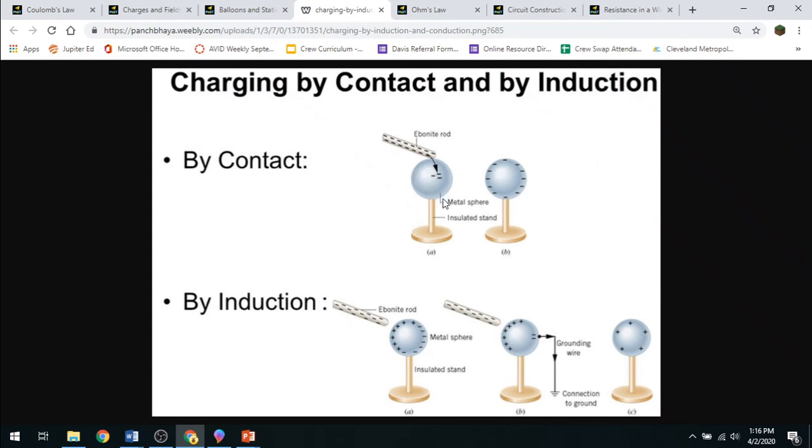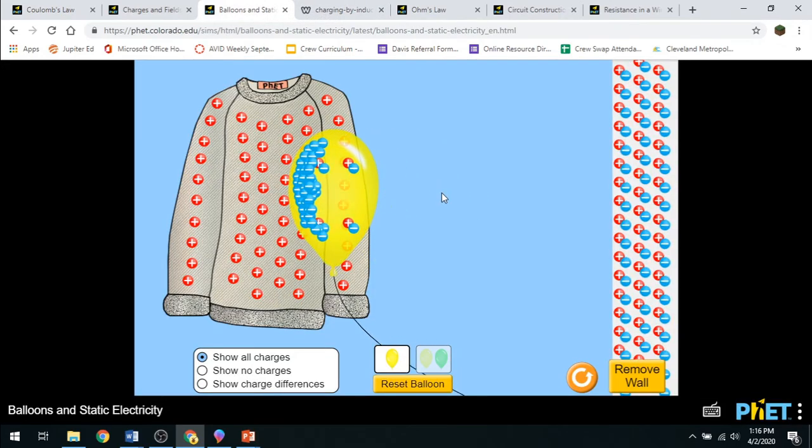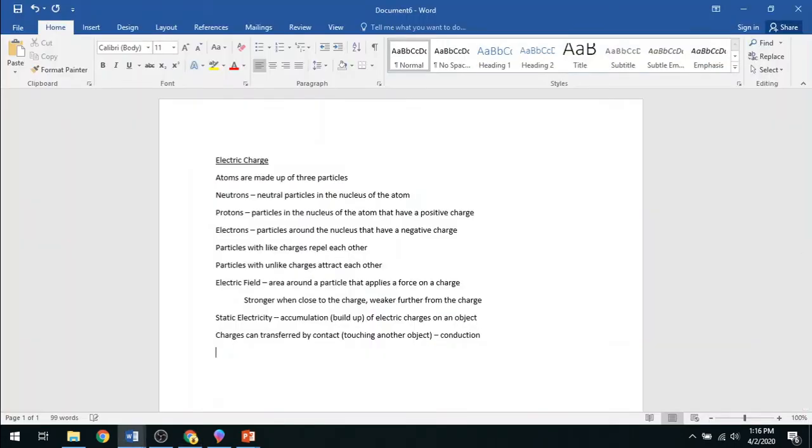This diagram here is kind of showing that. So I don't feel like going through all that actually, so I'm just going to ignore it. Okay, so induction. So charge can be transferred temporarily when two charged objects get close, and we call that induction.